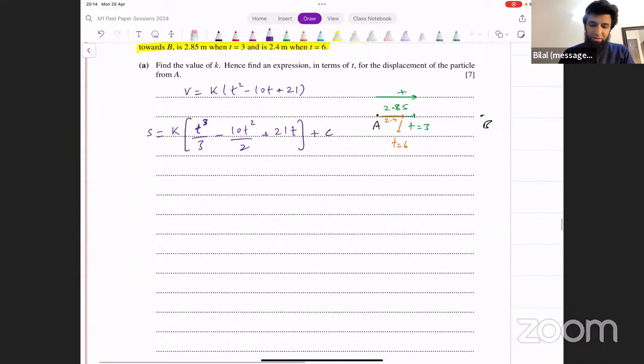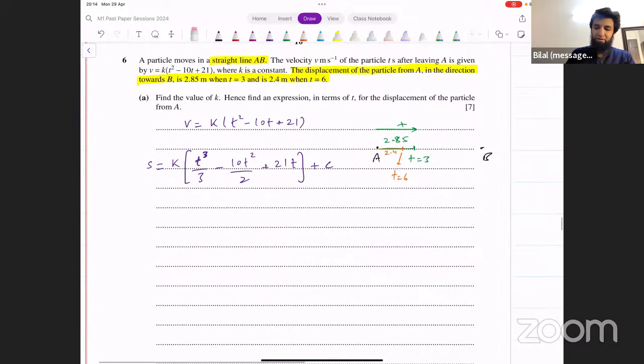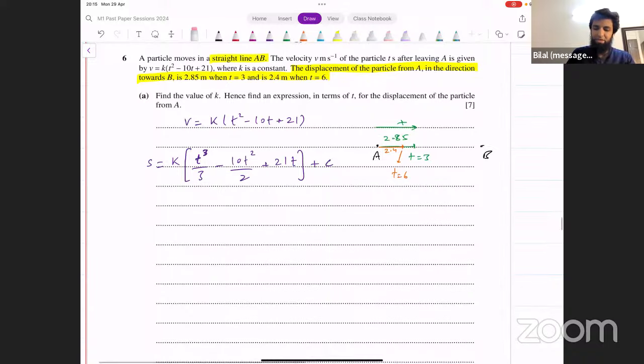And the problem is we don't know what the value of c is. We don't know what the value of k is. For this, we can use the information that's given in the question. It says the displacement of the particle from A in the direction towards B is 2.85 when t equals 3. That's one point that we're given. So let's input t equals 3 and displacement equal to 2.85 here.